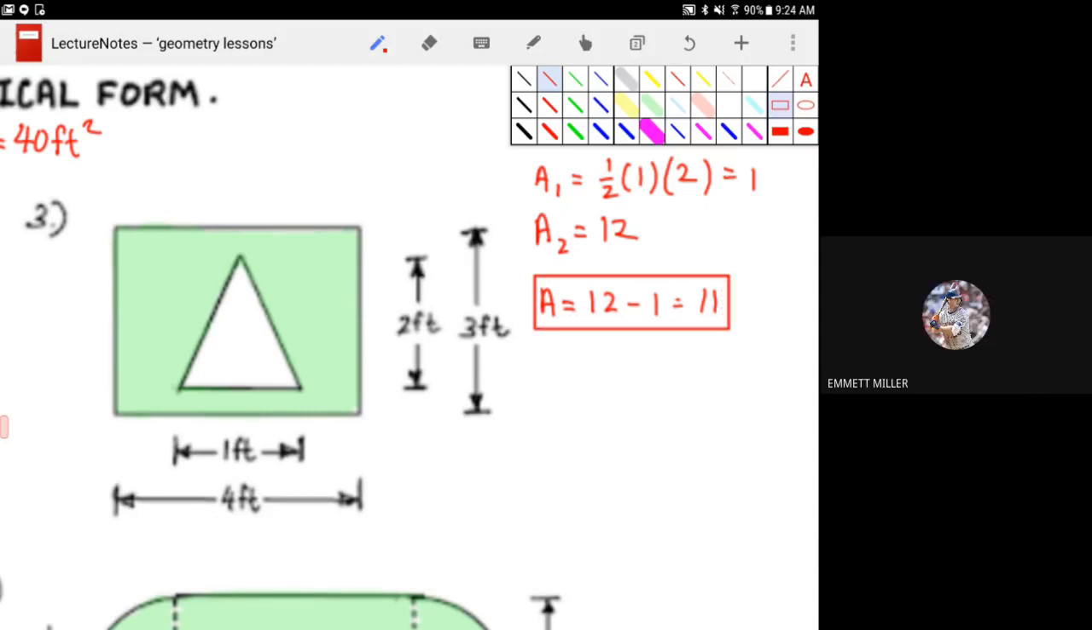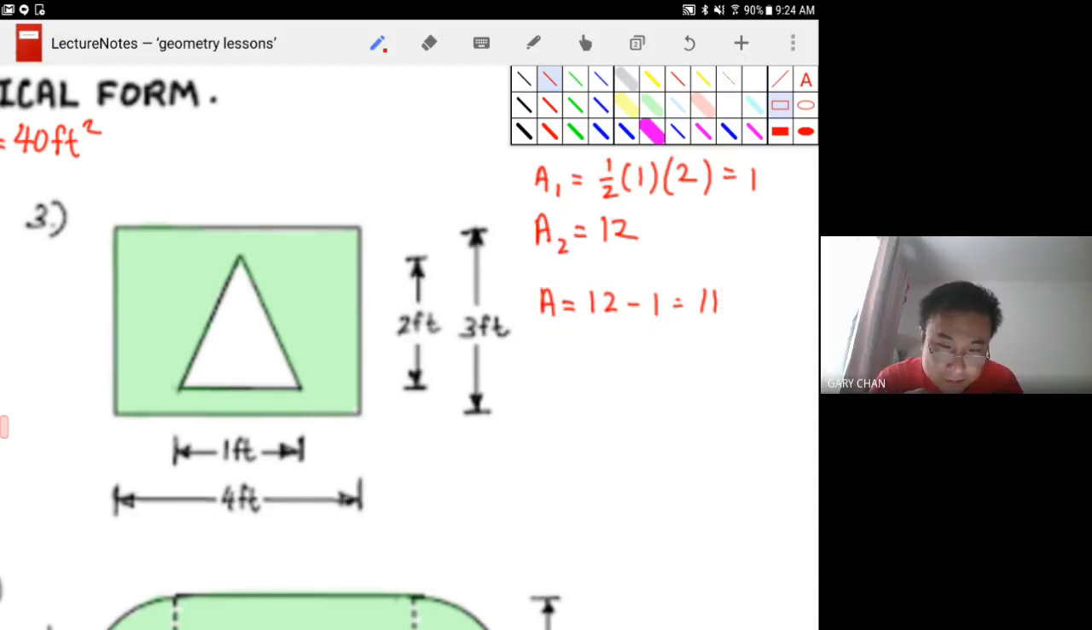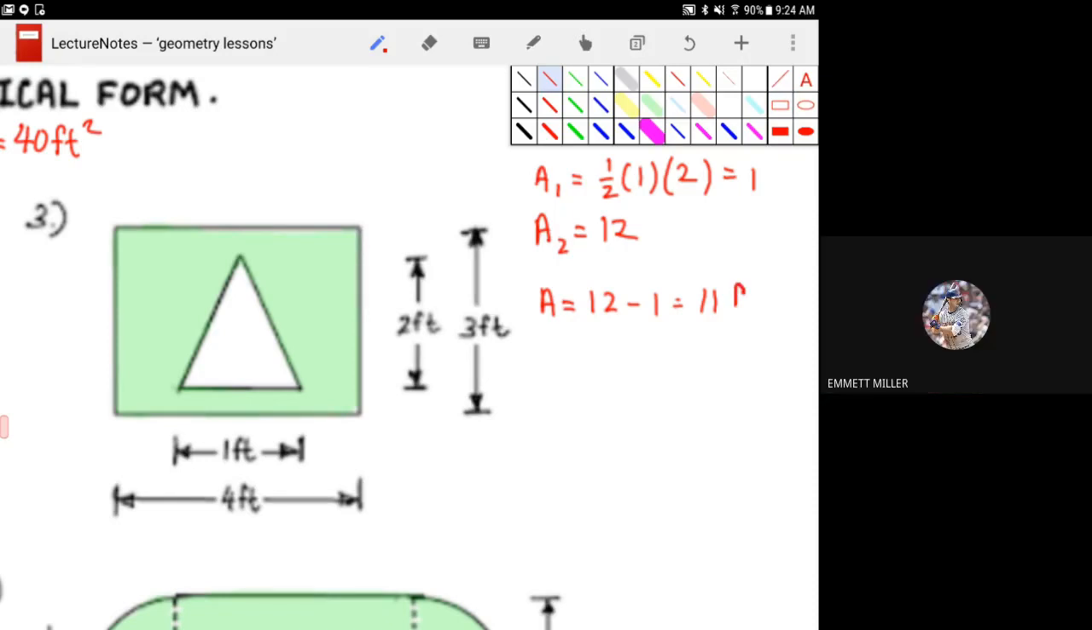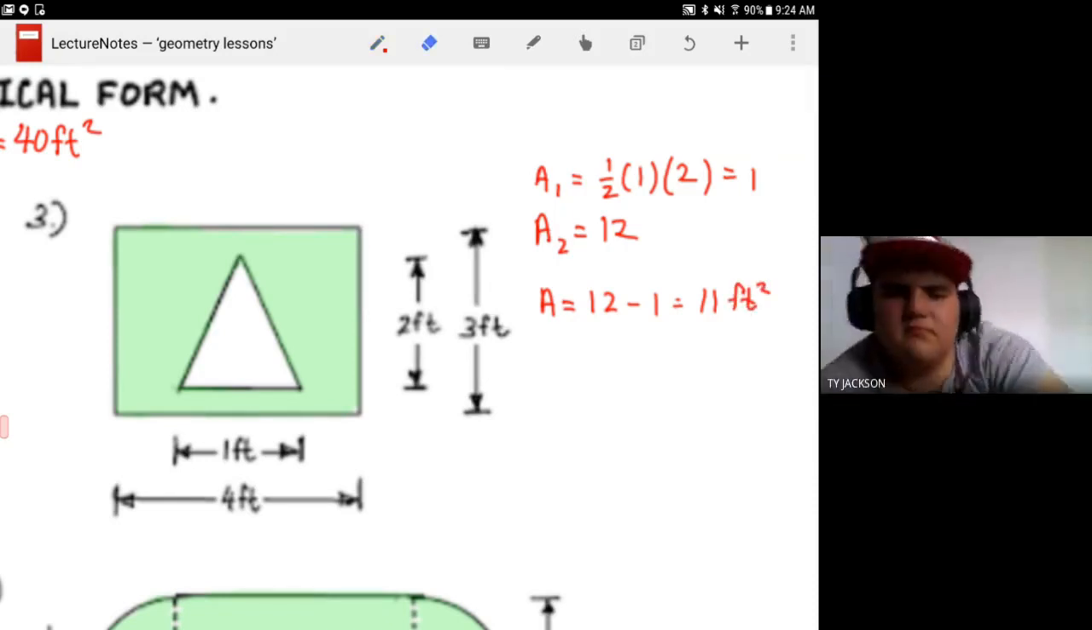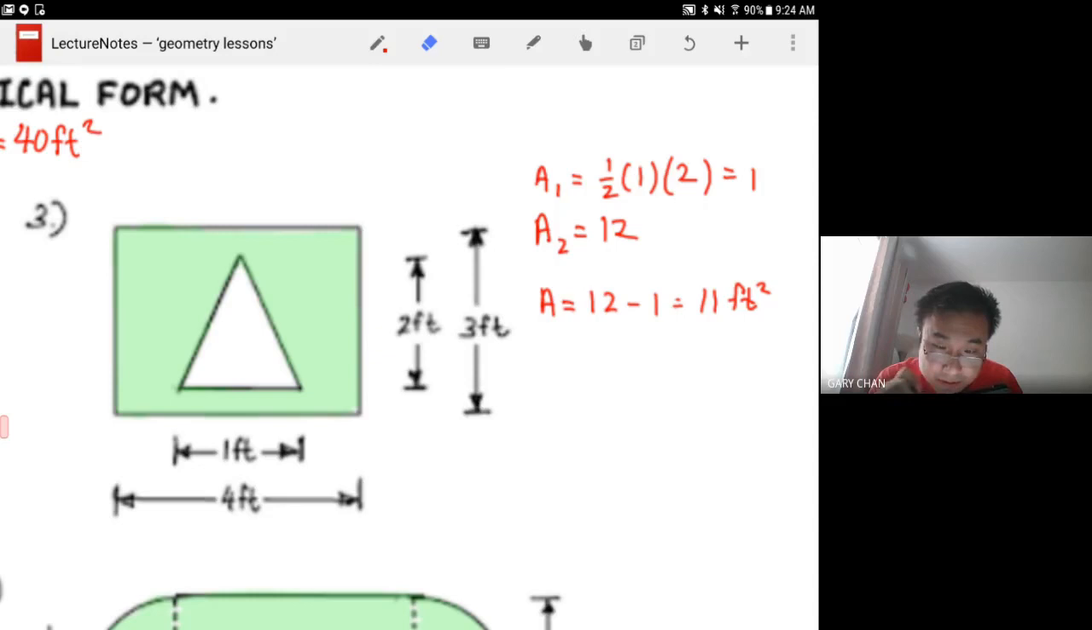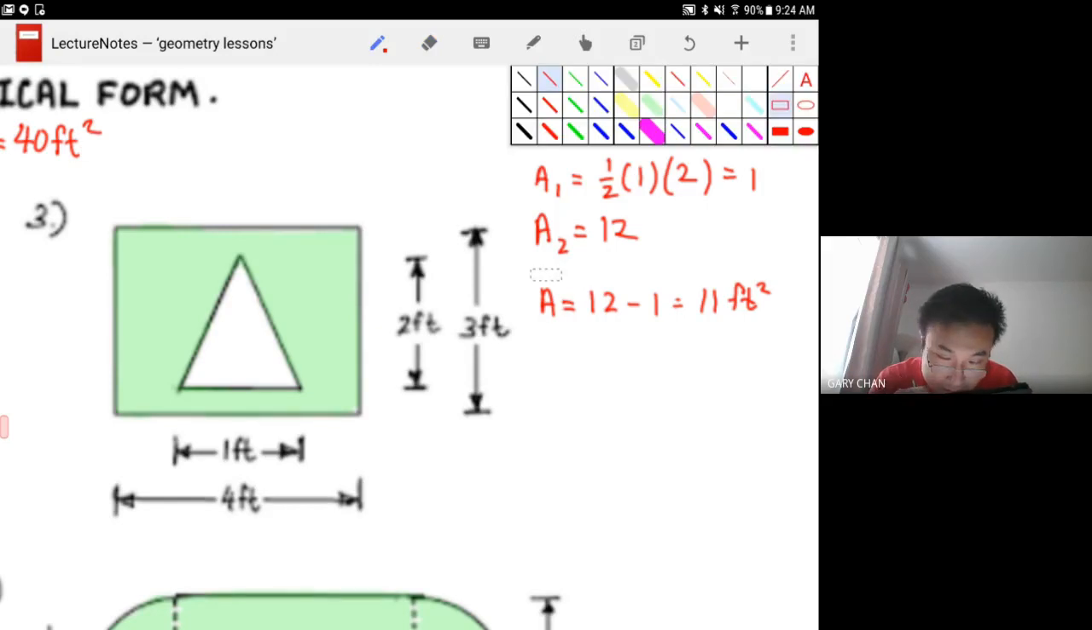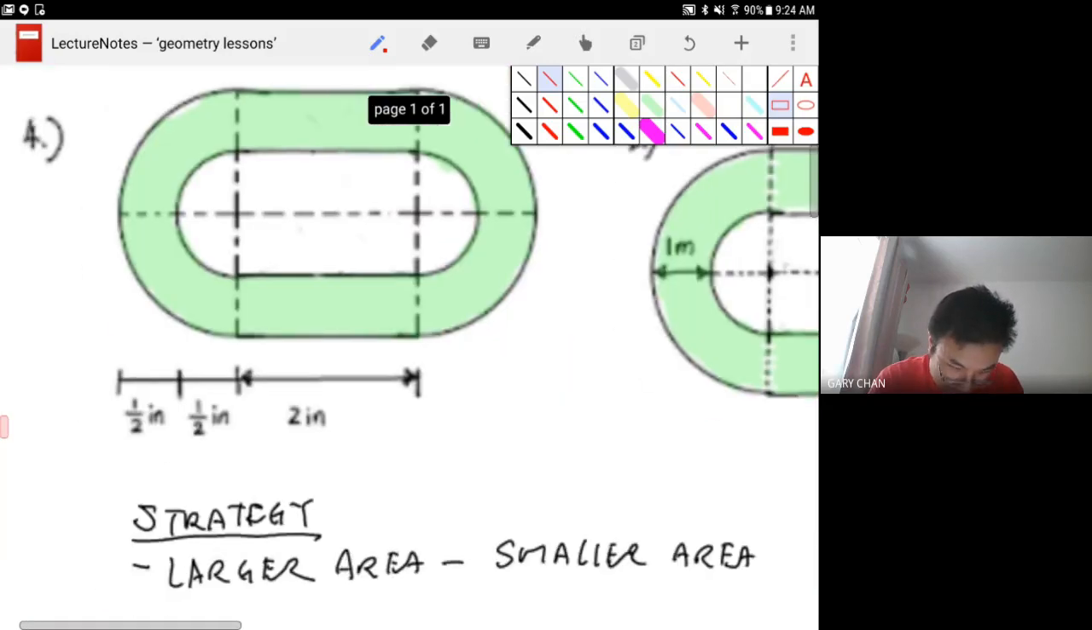That doesn't look proportionate. Yeah, which is why I wrote a disclaimer: nothing is proportional, it's not drawn to scale. So that's what it is. Okay, moving on.